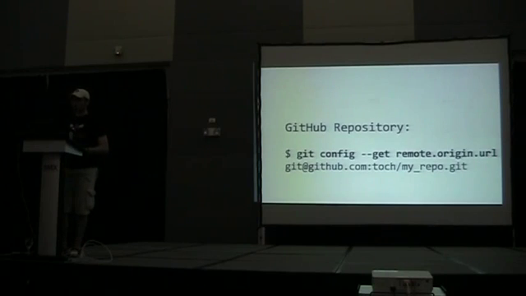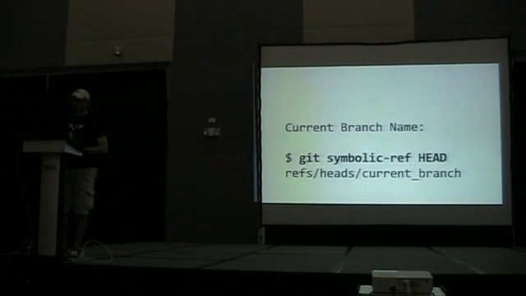We need to know a few things before doing that. First, we need to know which repository it is. We can do that with the git command and obtain the URL of the remote repository, like here. We need to know the name of the current branch. Again, we can use the git command for that.